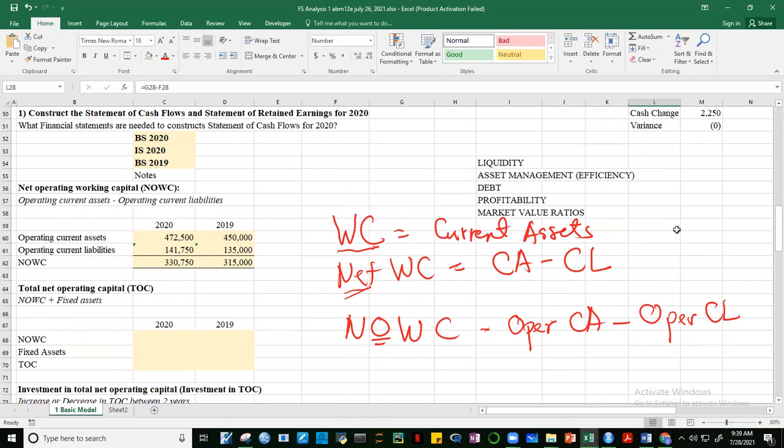Okay? Pag operating naman, usually hindi kasama diyan yung marketable securities or short-term investments. Ganun din, guys, sa current liabilities. Pag sinabi natin current liabilities, lahat ng current liabilities. Pero pag sinabi natin operating current liabilities, we will have to remove any interest-bearing na current liabilities.